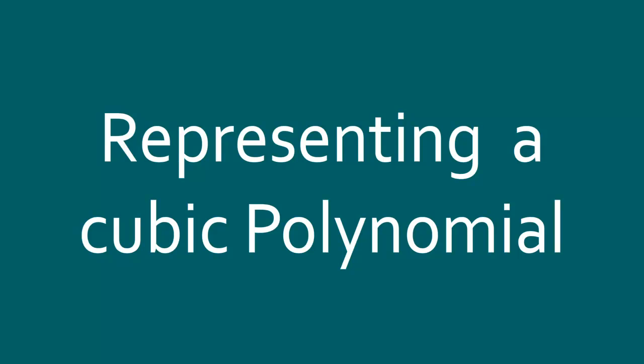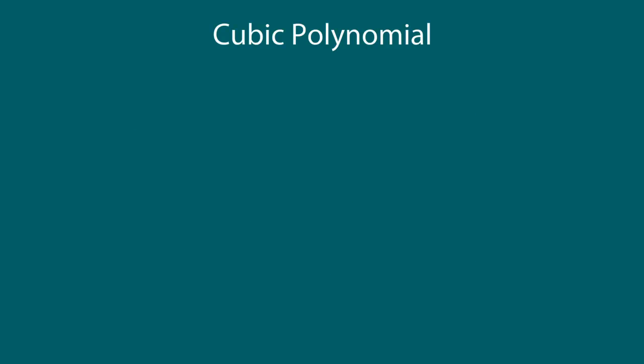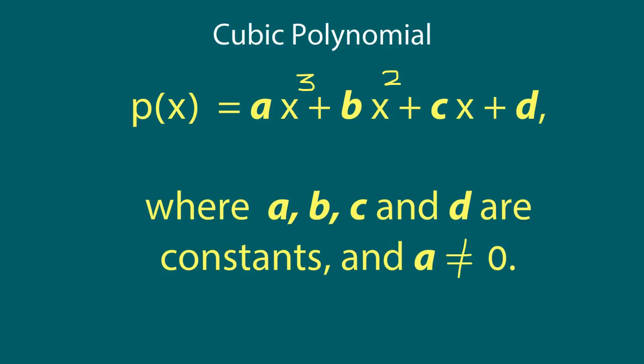How do we represent a cubic polynomial? We represent a cubic polynomial, in this case in variable x, as p(x) equals ax cubed plus bx squared plus cx plus d, where a, b, c, d are constants and a is not equal to 0. So a is the coefficient of the x cubed term, the first term, b is the coefficient of x squared, c is the coefficient of x.